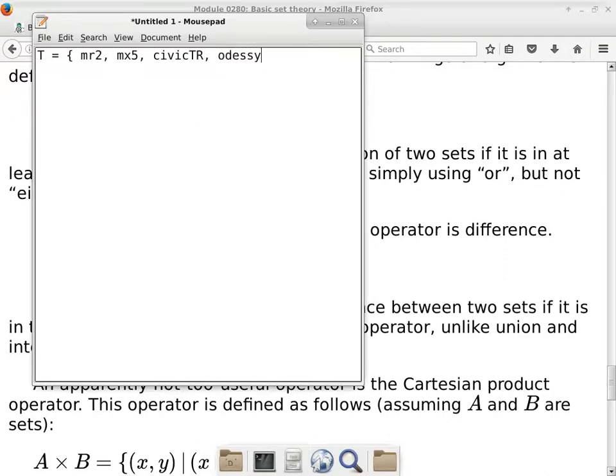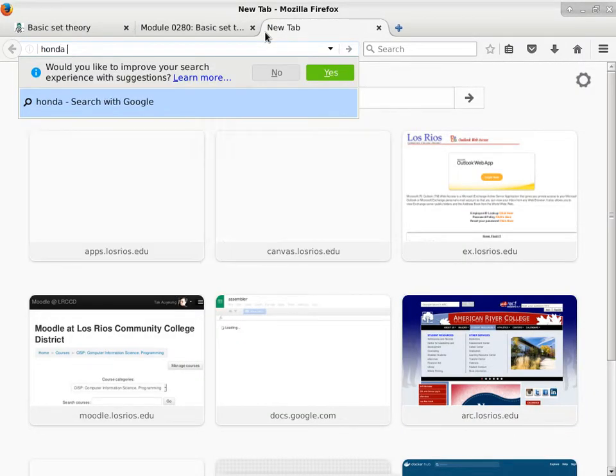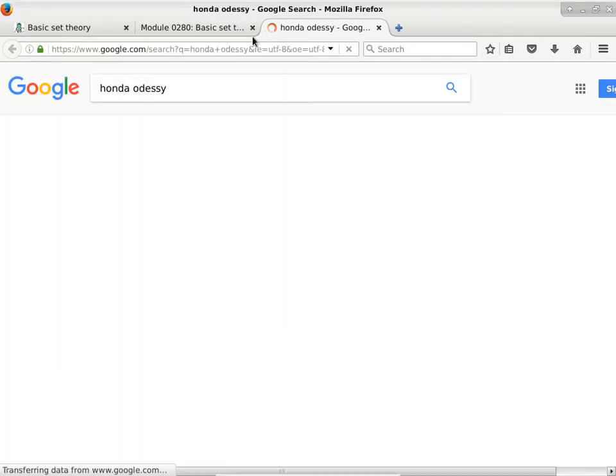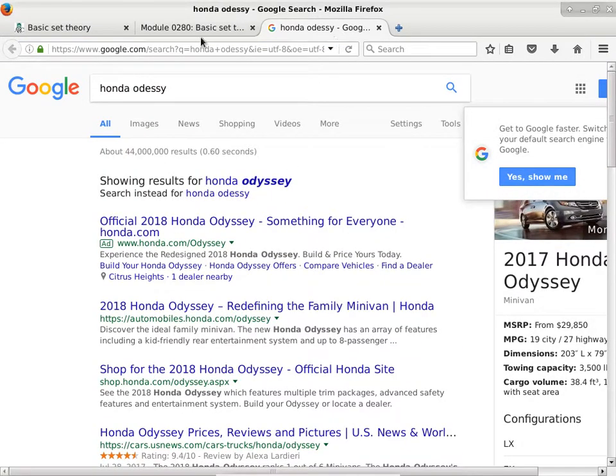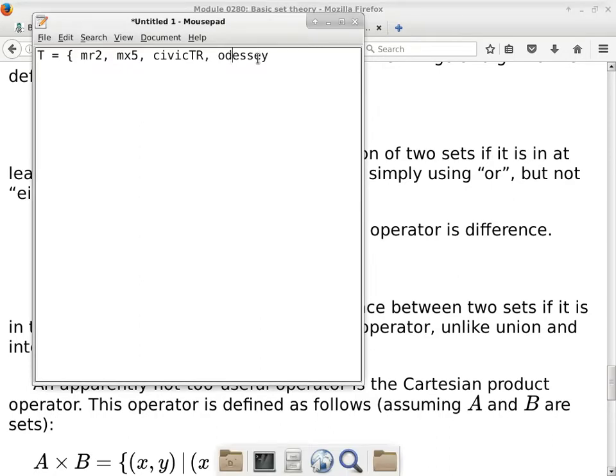Okay, I know this is... Did I spell it right? Odyssey? Doesn't look right to me. Let's find out. Google can help. So it's O-D-Y-S-S-E-Y. That's how you remember.